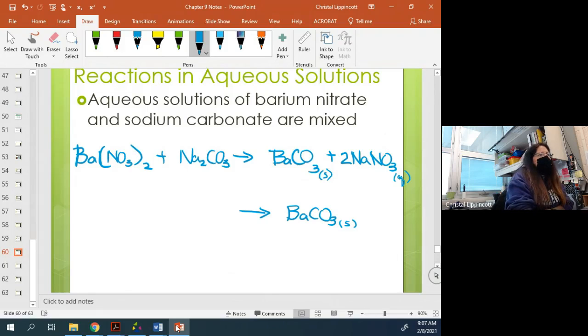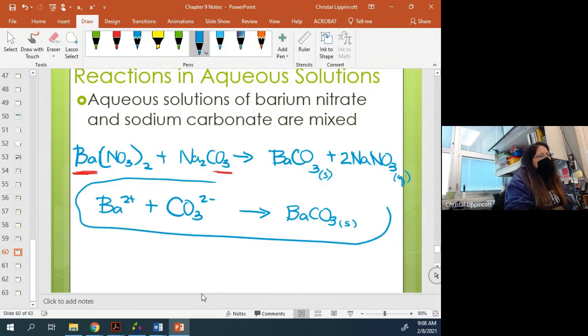Okay. Then I go over here and I identify what made up this. So I have over here a barium 2+, and I also have a carbonate 2-. And that's my net ionic. And I didn't have to write all that extra stuff out.